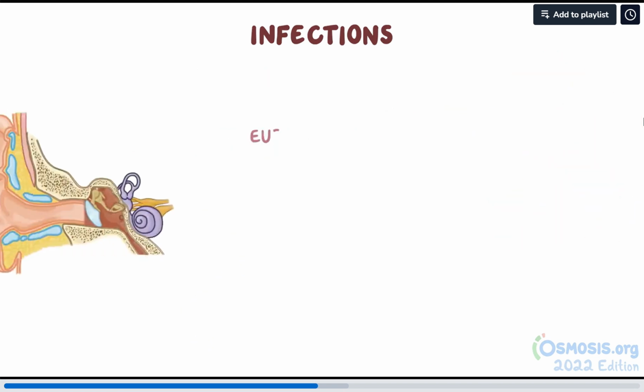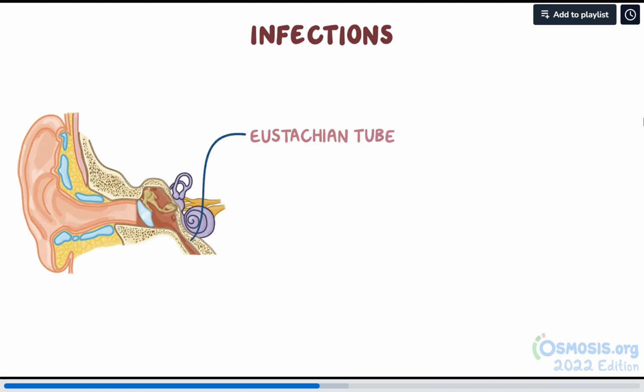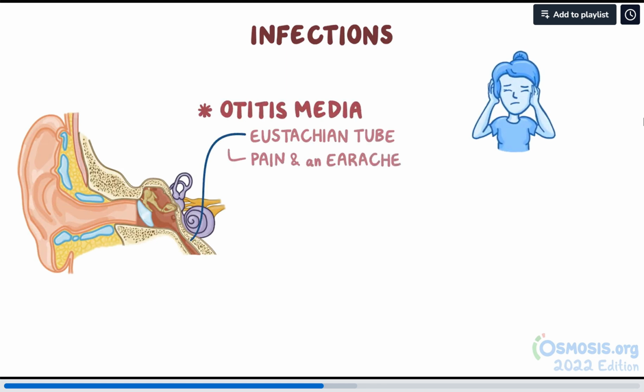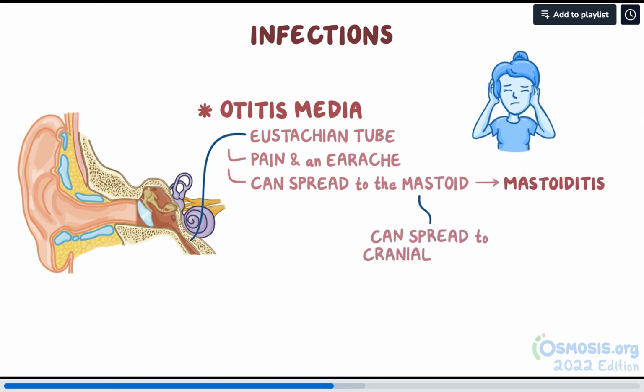Streptococcus pneumoniae can also invade the eustachian tube and cause an infection of the middle ear, or otitis media, which causes pain and an earache. Chronic otitis media can spread to the mastoid antrum behind the ear, where it causes mastoiditis. Finally, from the mastoid antrum, the infection can spread to the cranial cavity, which is one way Streptococcus pneumoniae causes meningitis.